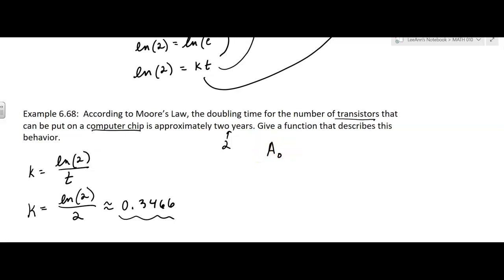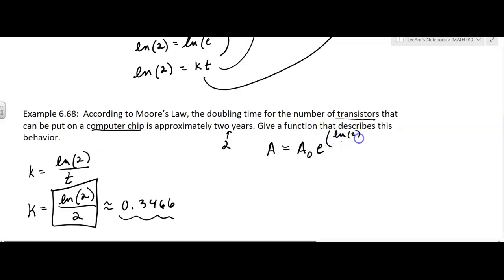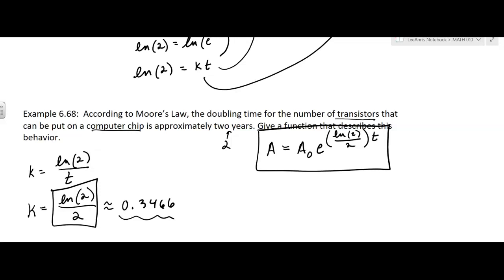I'm going to erase that little 0 there. It equals A naught e to the k t. Well, what are we going to use for k? Do you want the exact? They want the exact. So we're going to say the natural log of 2 divided by 2 times t, and that's how I would write it. So that is the function that describes this situation where we're doubling the number of transistors that can be put on a computer chip. So if you know what you're starting with and you know how much time has gone by, then you can say this is how many transistors can be put on a computer chip. There's the function.